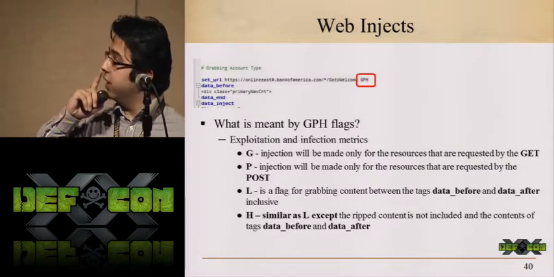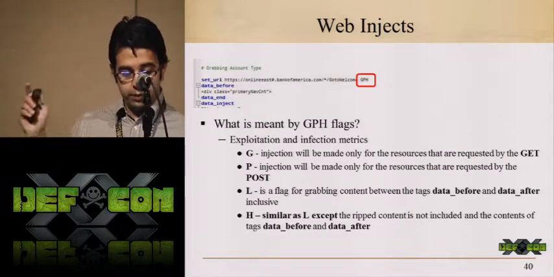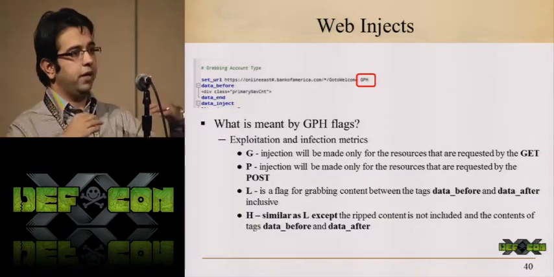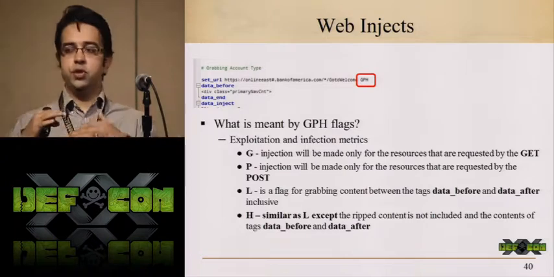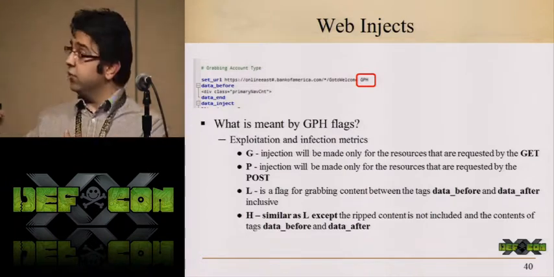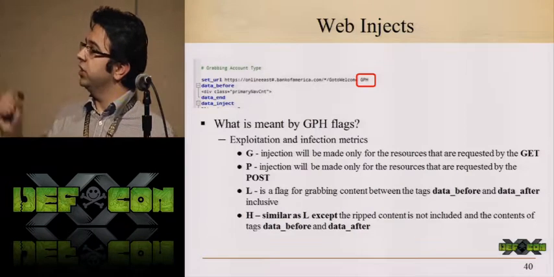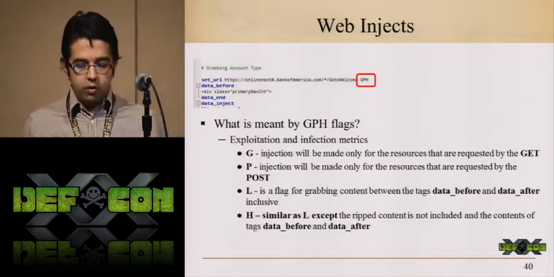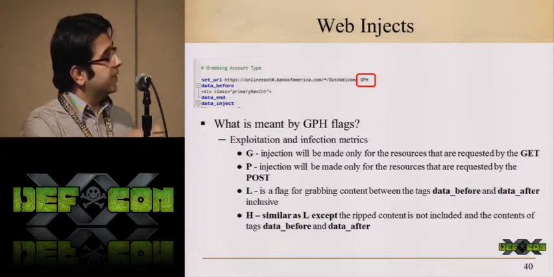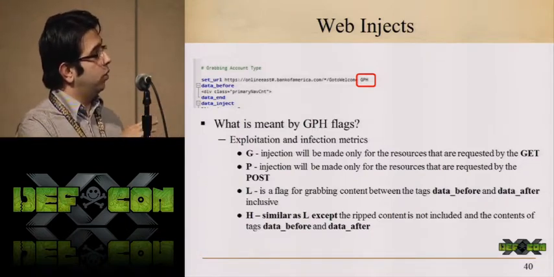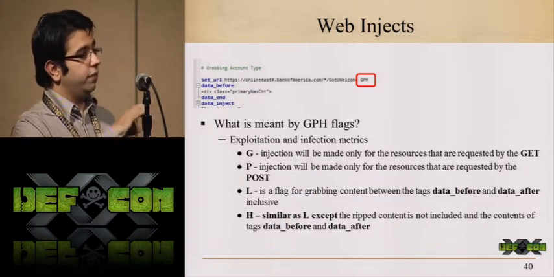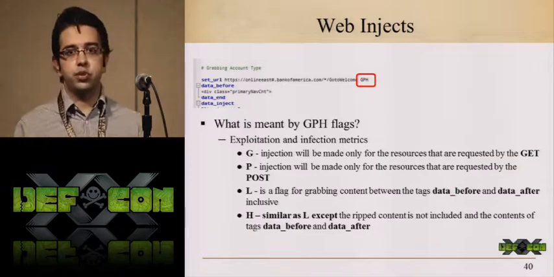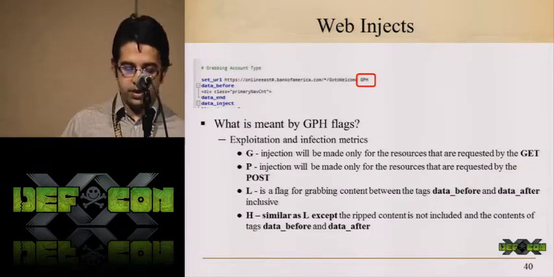And that gives you an idea of how the example looked. The set URL, data before, data inject, and data end are parameters in the web injects file, used to construct one rule. If you look at the set URL parameter, the attacker has to define a URL there, for example bankofamerica.com. Then there are flags like G, P, and H, which define for this particular URL whether the browser sends a GET request, a POST request, or any H request.